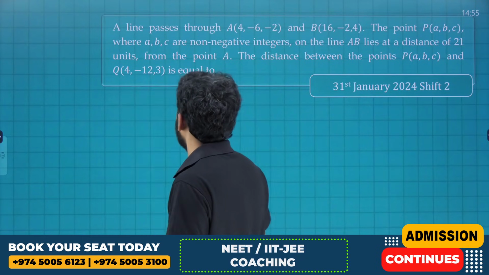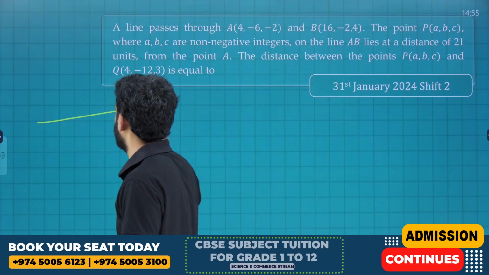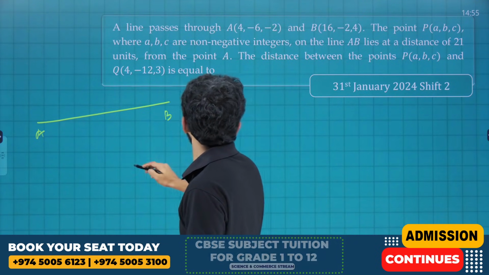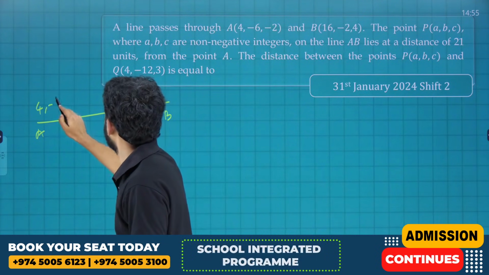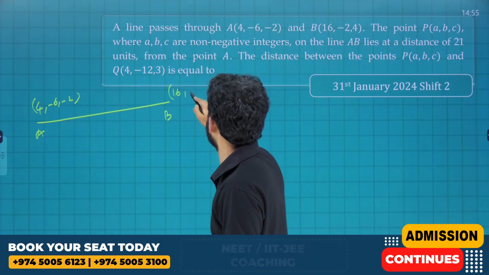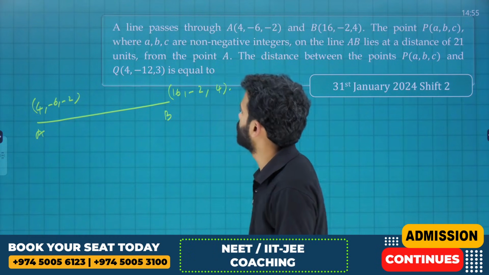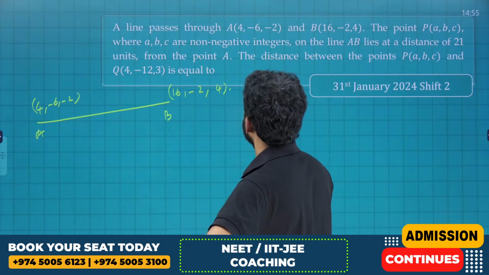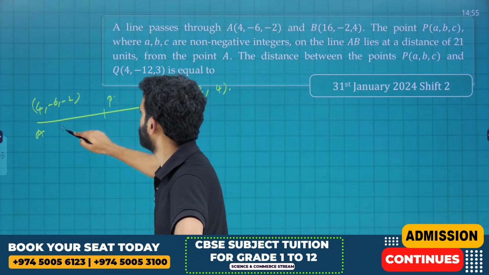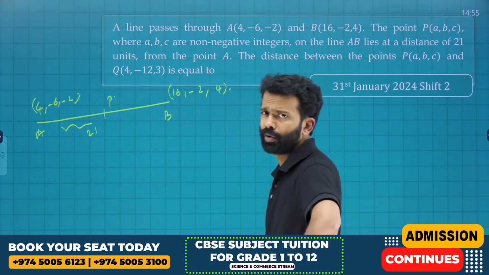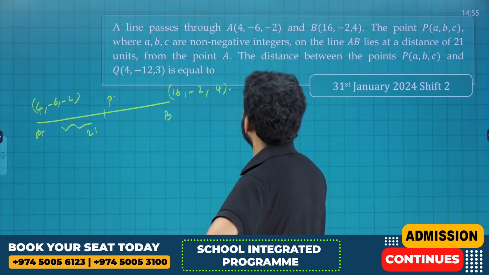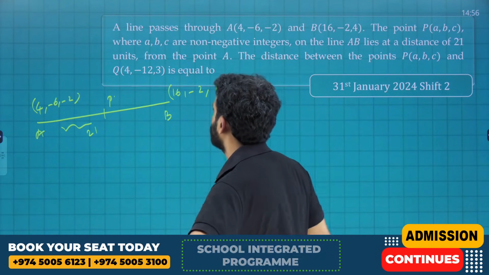Let's draw the 2 points. Draw the line which contains the 2 points A and B. And what is A? 4, minus 6, minus 2. And what is B? 16, minus 2 and 4. That is what A and B are. Distance of 21 units, and point P. The distance is what? 21. We don't have to bother about whether P lies in between A and B or outside A and B. So let's formulate the equation of the line first.